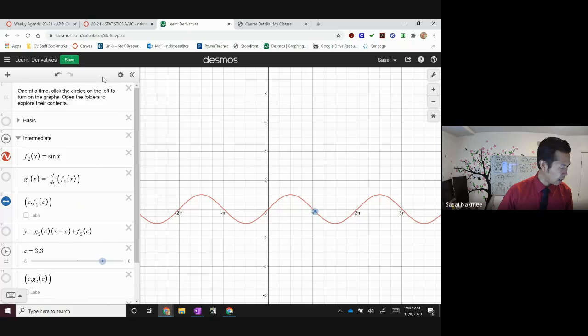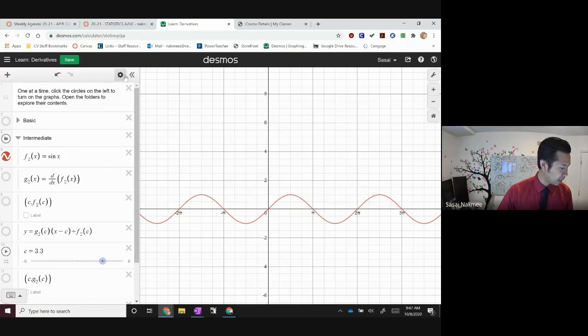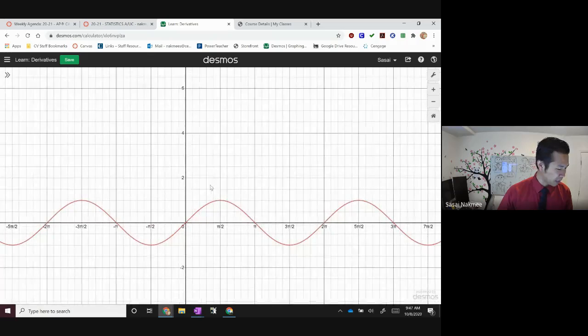What does that look like? Well, I'm going to go ahead and turn off these dots here. I'm going to screenshot that, and I want to be able to draw on this. So give me 1 second.